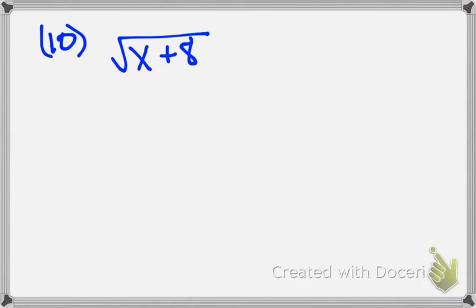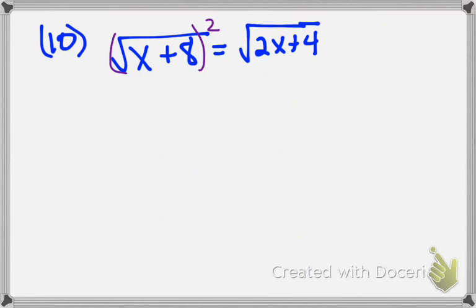Alright, number 10, we have the square root of x plus 8 equals the square root of 2x plus 4. It doesn't matter which side you start with on this one, because both of them have the square root. We have to get rid of that square root symbol. So I'm just going to go ahead and square this side, which means I have to go ahead and square the other side.